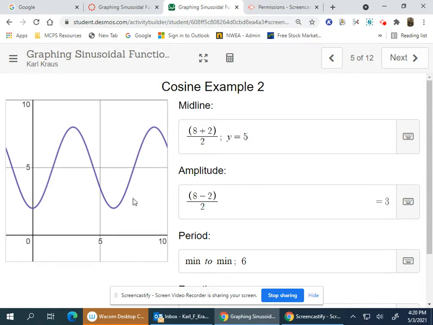Example 2, they're saying this is a cosine curve again, but we're starting at a minimum and ending at a minimum, so it would be a negative cosine curve.